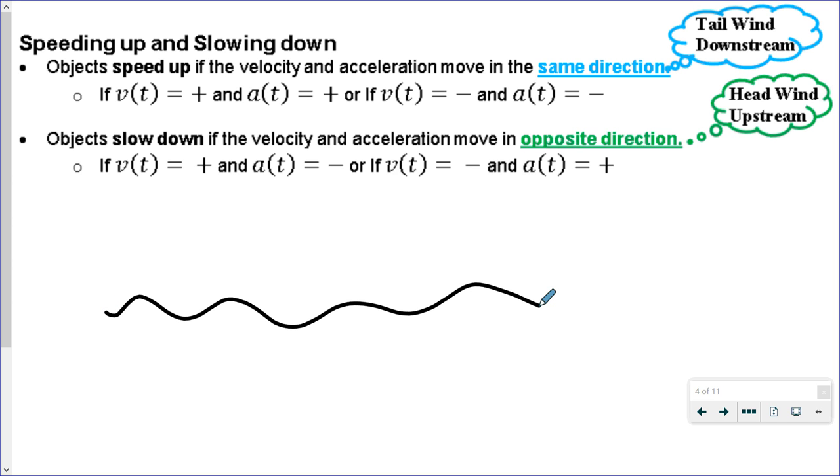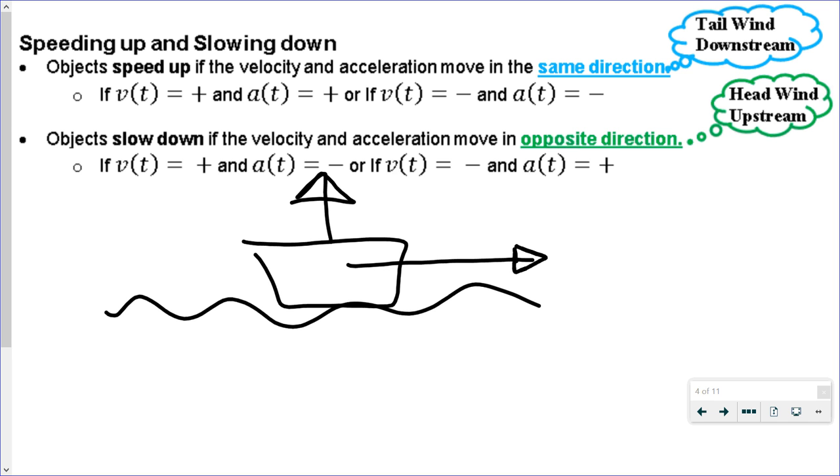So if you have water and you have my very artistic notation of the boat. The boat has velocity, and let's say the boat is moving in this direction with velocity. If the current is acting in the same direction as the boat, it is going to push the boat faster. So the object is going to speed up.